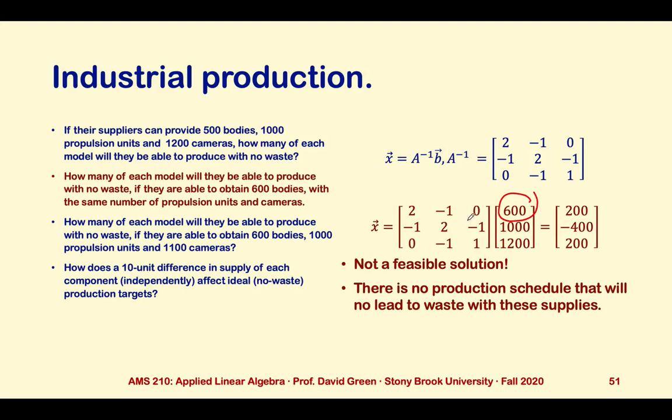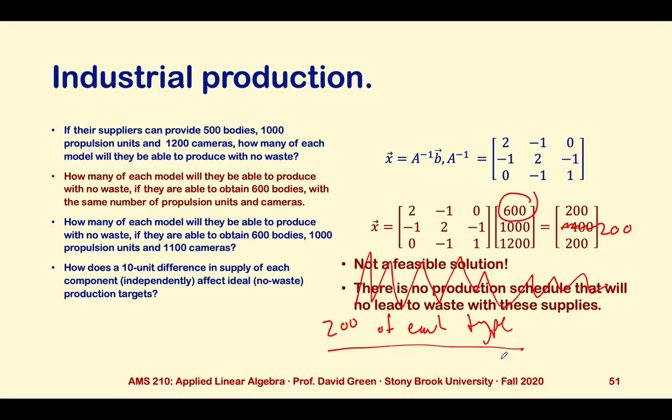This is an incorrect solution here. So sorry, I will correct this on the slides. Negative 600 plus 2,000 minus 1,200 is clearly not negative 400. That gives us 2,000 minus 1,800, which is 200. A balanced production, getting 600 units here, would give a balanced production of 200 of each type.